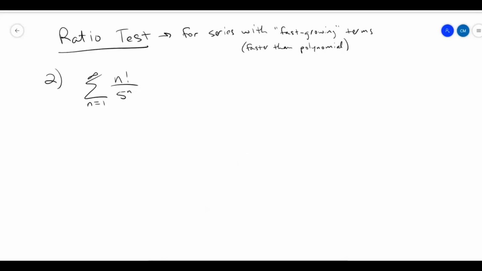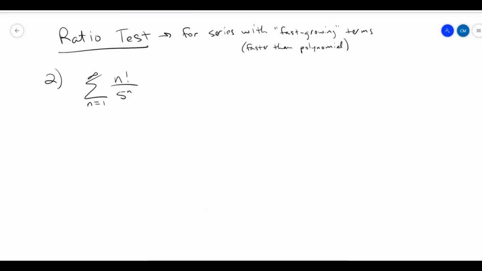In fact, n to the n is one where you might actually want to use the root test, which is another test we'll see in a second here. But anyway, any of these terms that have fast growers like exponential, factorial, n to the n, anything like that.